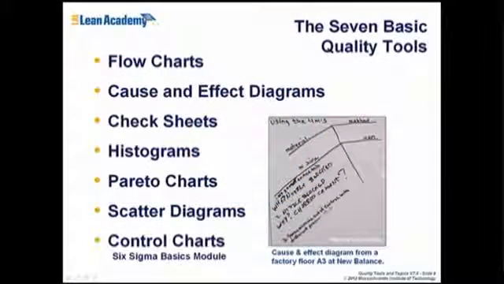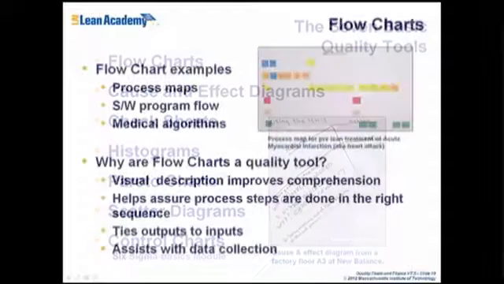So the 7 basic quality tools are these. We'll start with flow charts. Then there are cause and effect diagrams, an example of which is shown here on the chart. Then there are check sheets or checklists, histograms, Pareto charts, scatter diagrams, and then control charts, which we won't cover in this module, but Earl will be covering in the next module on Six Sigma Basics.